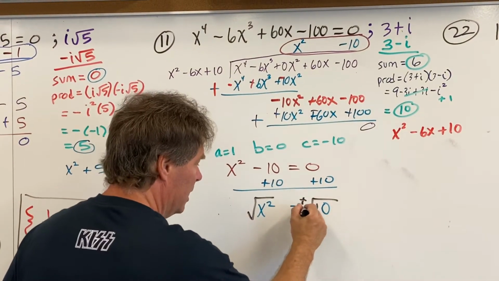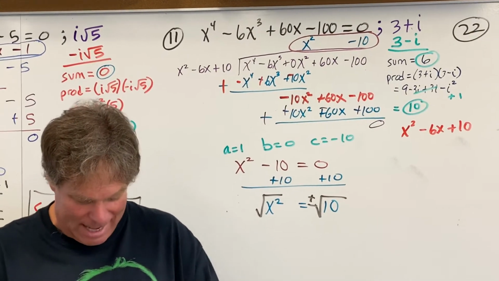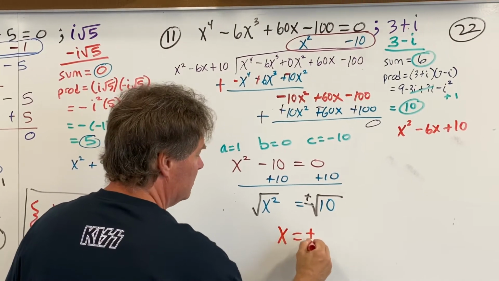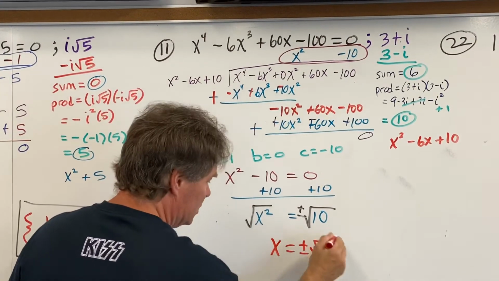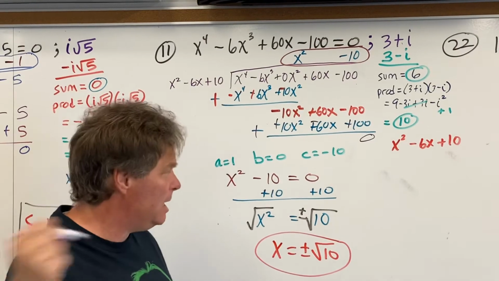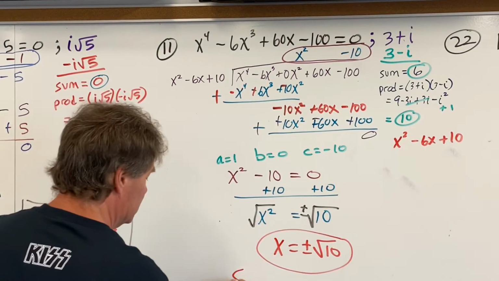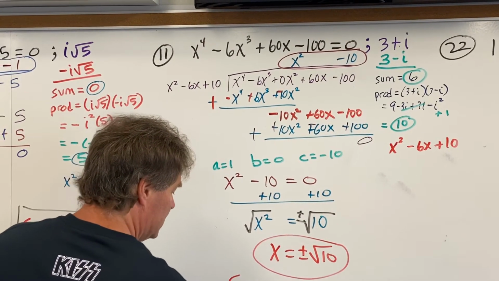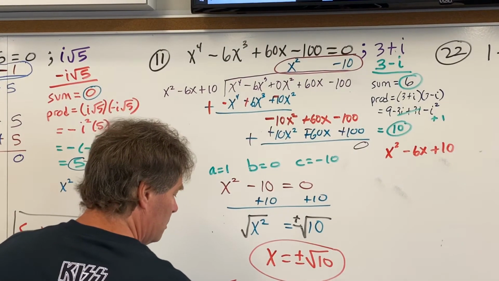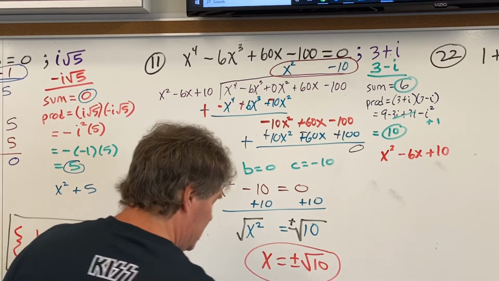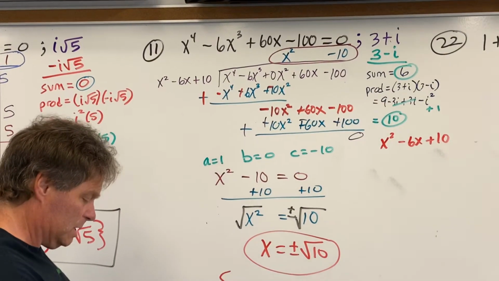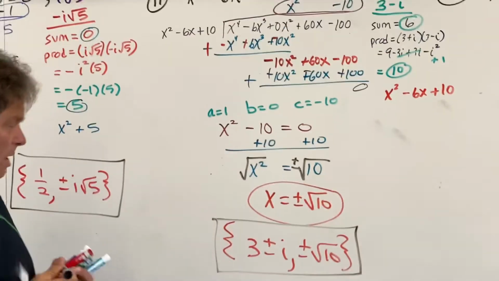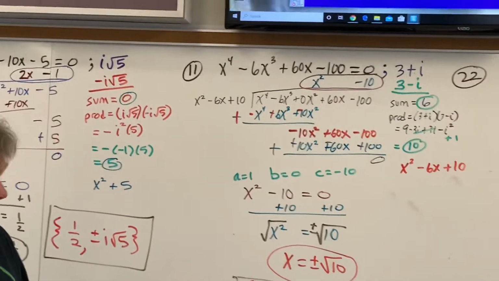That's right, plus or minus. How about that? Can you believe it? x equals plus or minus root 10, which, notice, is two answers: positive root 10 and negative root 10. So what's the entire solution set to this? It's going to be these two guys, 3 plus or minus i, and then also these two guys, plus or minus root 10. Notice that is 4 solutions, and it's a 4th degree equation. How about that? Can you believe it?